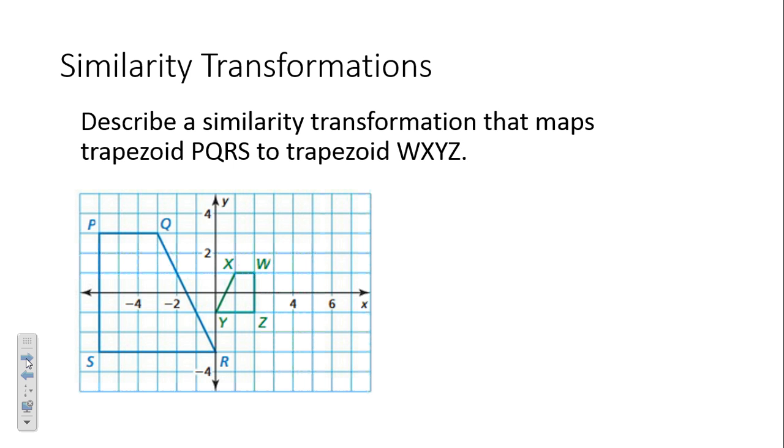So I want you to skip down to the next one that has a box around it. Describe a similarity transformation that maps trapezoid PQRS to trapezoid WXYZ. Okay? So similarity transformation taking us from PQRS to WXYZ.